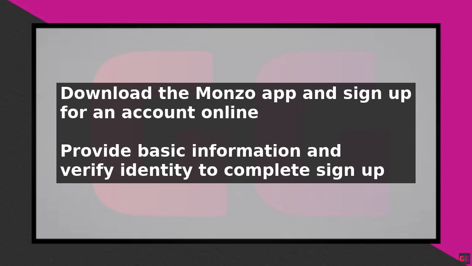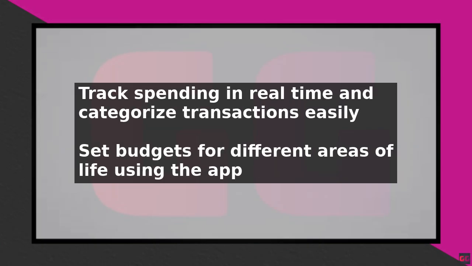To get started, you will need to download the Monzo app from the App Store and sign up for an account. First, you will need to provide some basic information such as your name, email address, and phone number. You will also need to verify your identity by providing a valid form of identification, such as a passport or driver's license. Once you have completed the sign-up process, you will be given a Monzo debit card that you can use to make purchases and withdraw cash.